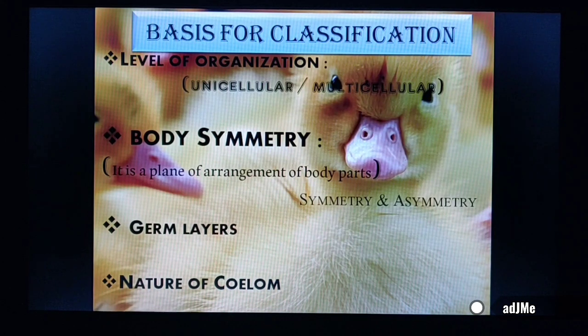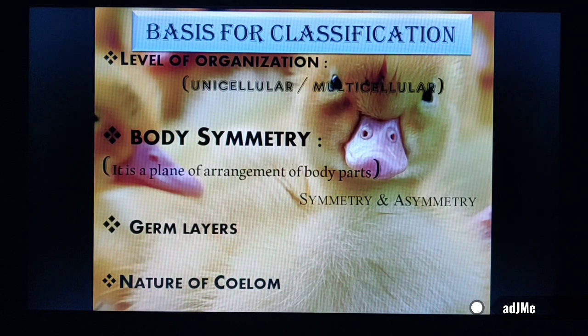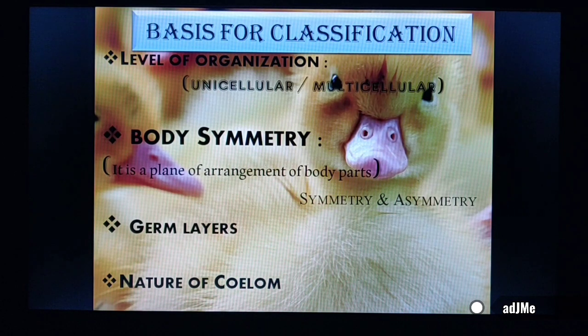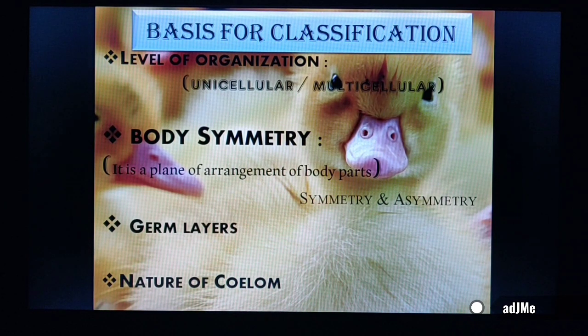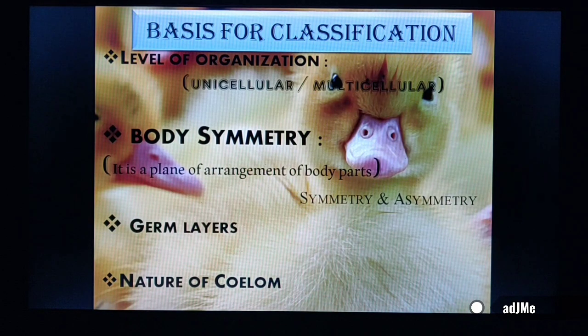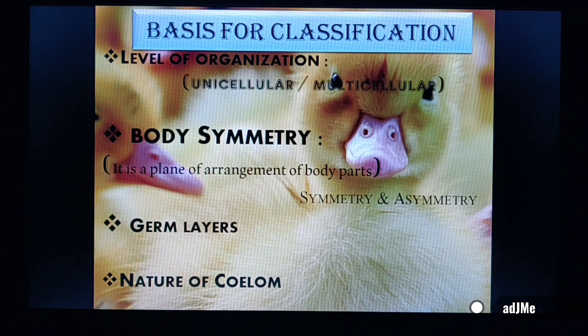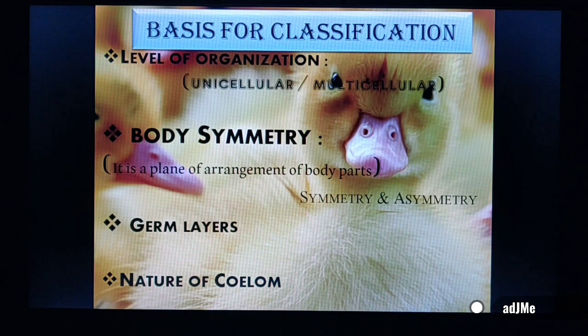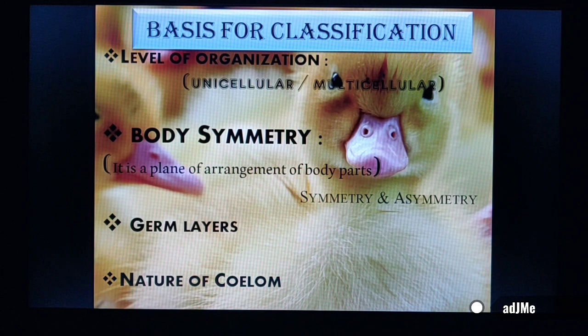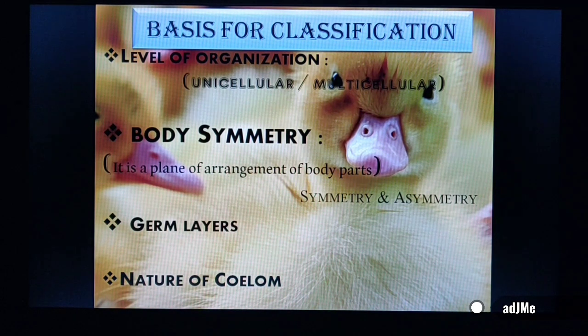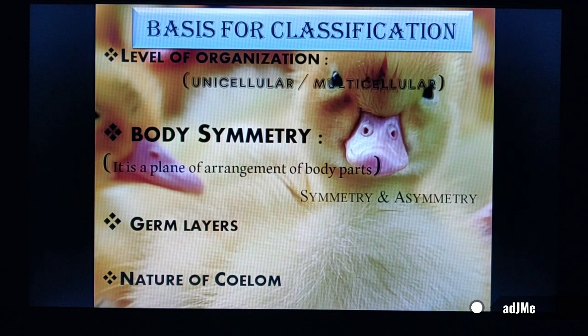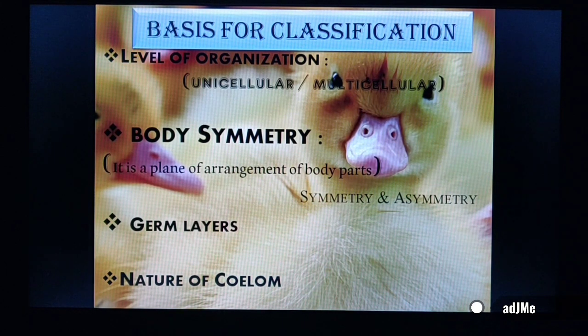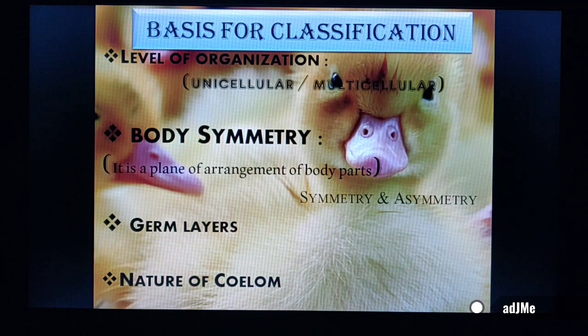Under the basis of classification, the second factor is body symmetry. What is body symmetry? It is the plane of arrangement of body parts. Before talking about that, let me add one more thing. Based on body symmetry, we first classify animals into symmetry and asymmetry. You don't have certain words and concepts in your book, I'm adding an extra point, so concentrate. Based on the plane of arrangement of the body parts, we classify all living organisms into symmetry and asymmetry.